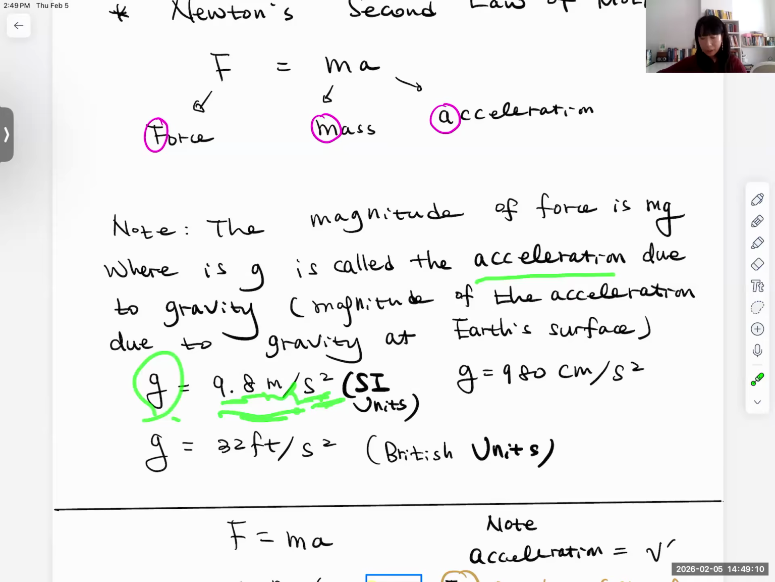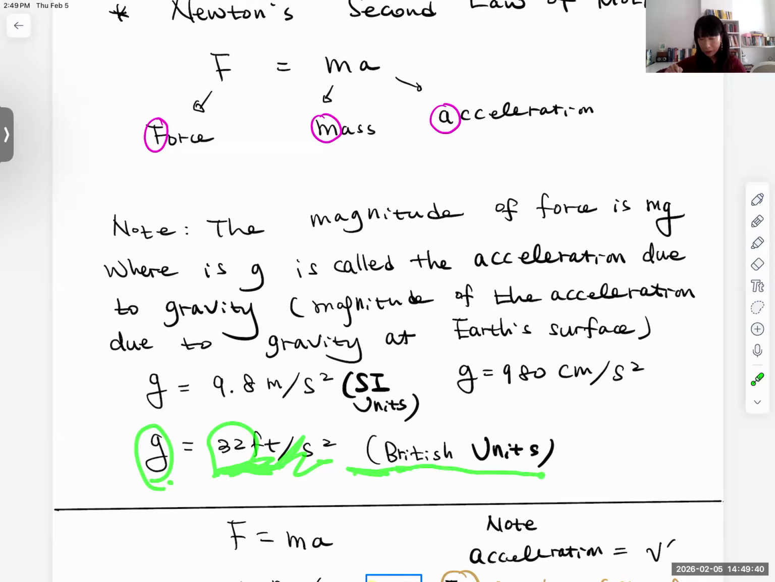We call this unit the International System of Units, or SI unit. If we change 9.8 meters per second squared to centimeters, then that's 980 centimeters per second squared. And if we are using feet per second squared, then it's 32 feet. We call this the British unit.